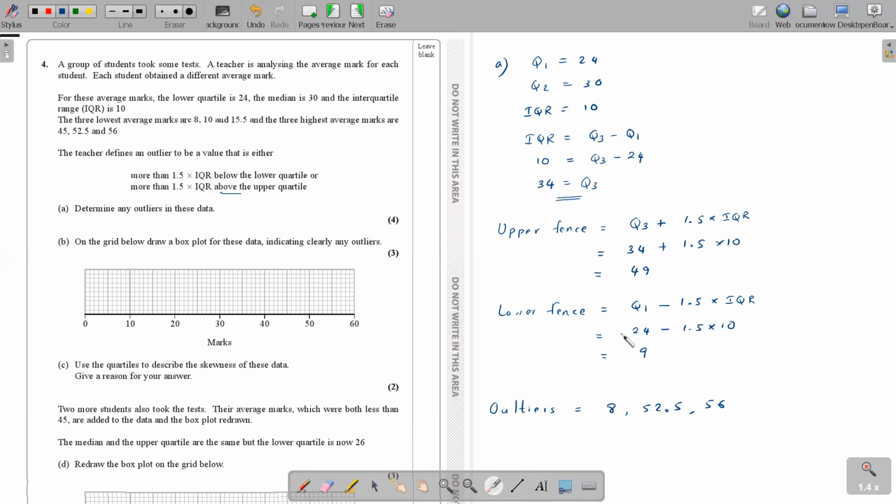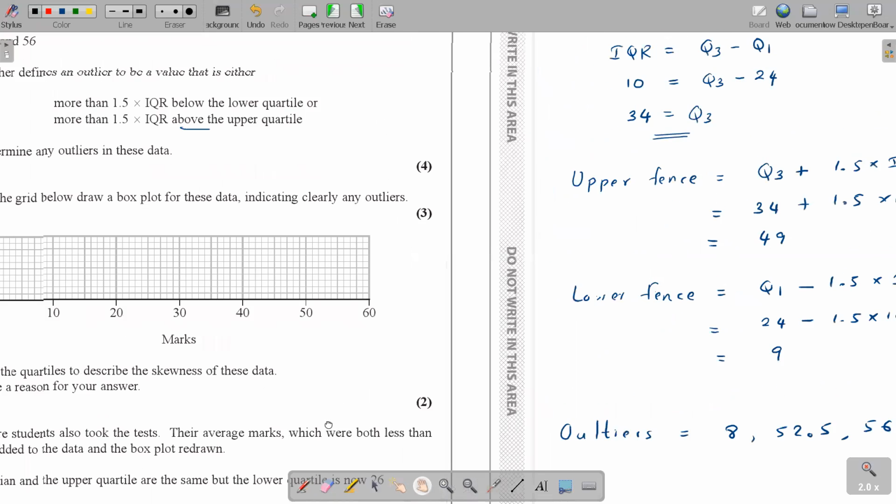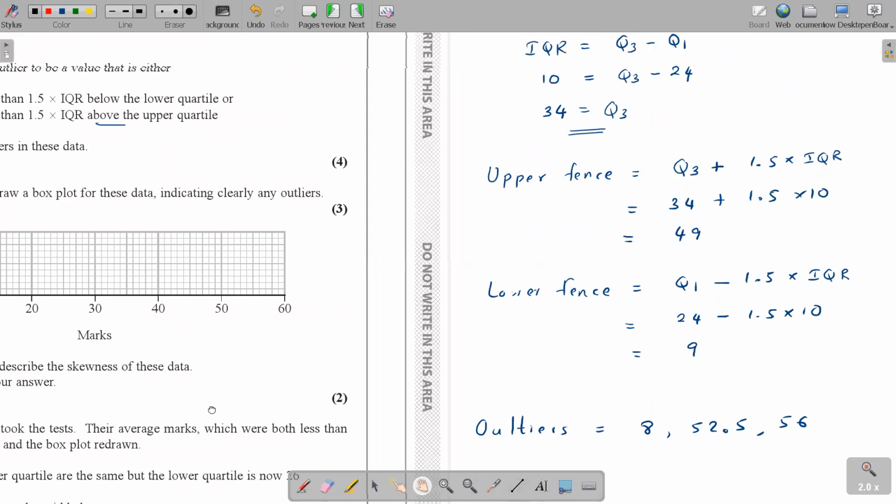Once again, children, I'm reminding you, the upper and lower limits you found here, you don't mark them on your box plot. Their only purpose is to identify outliers. When you are drawing the box plot, you have to use the real data values. The real data values should be found. So the outliers, we mark with a cross. So the outlier value here is what? 8, right? So the outlier is 8.